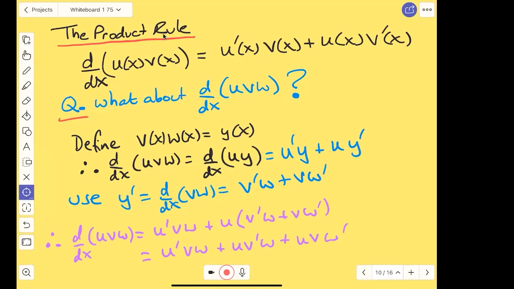So if you've got a product of 3 functions, you just write the 3 functions out, sum of 3 terms, differentiate the first, differentiate the second, differentiate the third. Question: if you had a product of 4 functions, how many terms would you need to add together? Exactly, 4 terms. You would be adding 4 terms together. And you can generalize this, and you could use proof by induction to prove a general statement in that way.